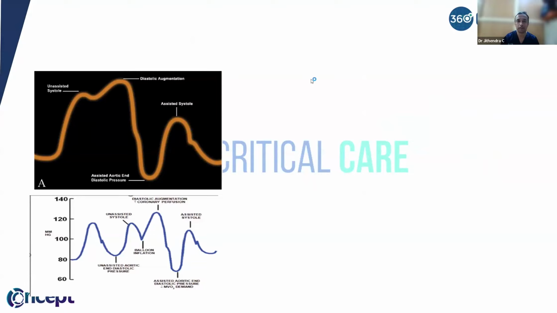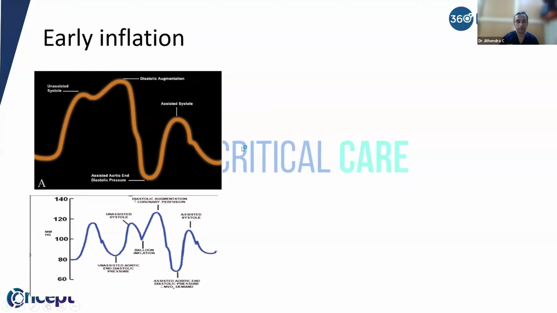So, this is early inflation, right? So, you can see before the dicrotic notch itself, the augmentation has happened. Okay. So, see, this is what it is. So, next comes, this is the first thing we will be asked in your CBS question. So, what is the abnormality? So, it is early inflation.